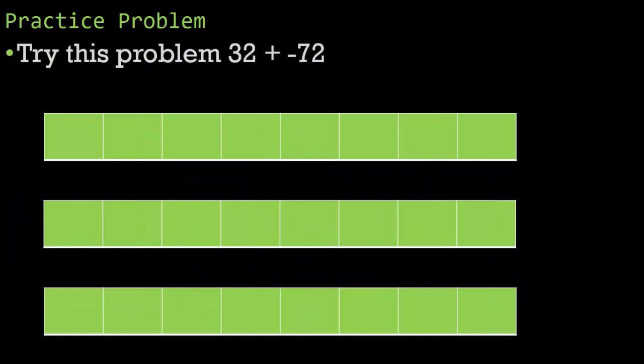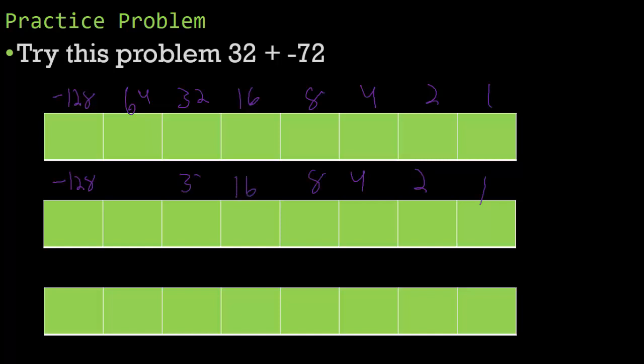So this time we have 32 plus negative 72. Okay, so for this one, we're going to do the same thing we did last time. And this time, because we have a negative number, we know that negative 72 is going to start with a 1. So let's go ahead and finish filling in these values here. So it's very easy for us to figure out what we need. All right, so we get lucky. We start with 32 again, so we'll put a 1 here. The rest are zeros.